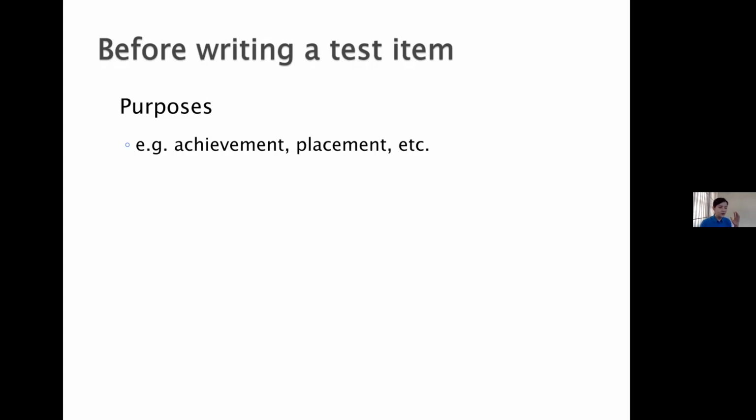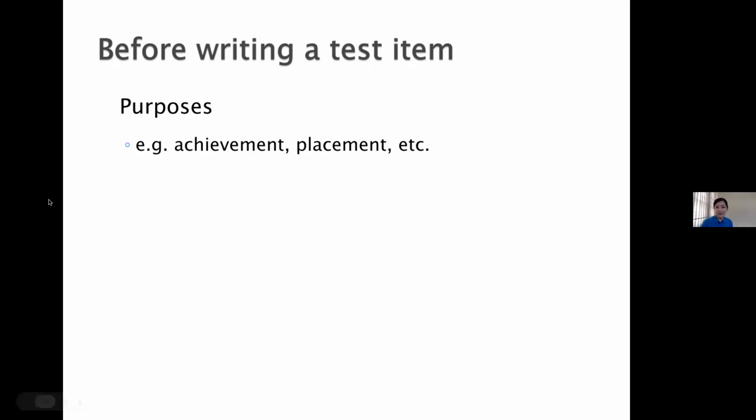You're going to construct an achievement test, so the content of the test must come from your course. But if you would like to construct a proficiency test, it can be general English. If you are going to construct a reading test, you have to focus on reading. And if you are going to construct a grammar test, you have to test the grammar of the student only, not vocabulary.